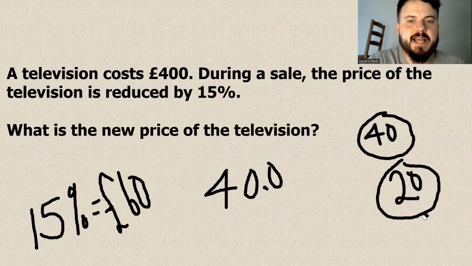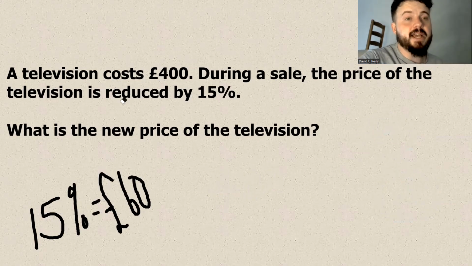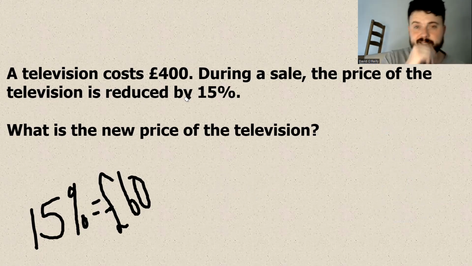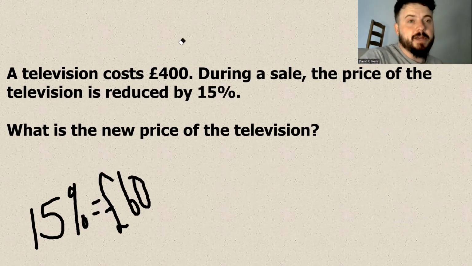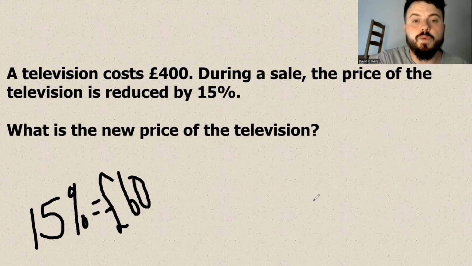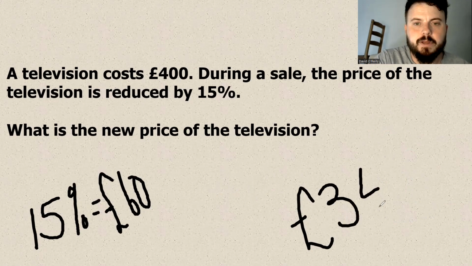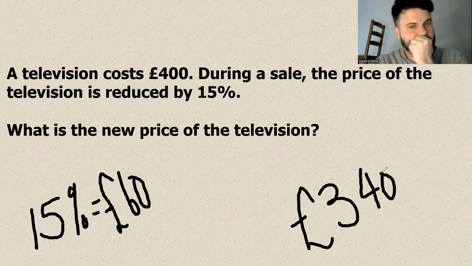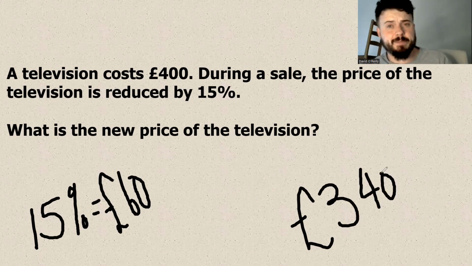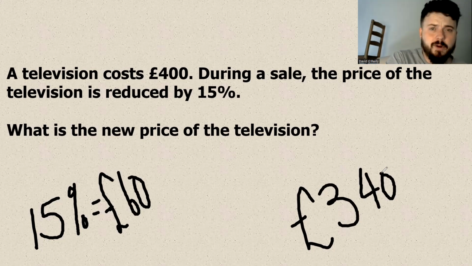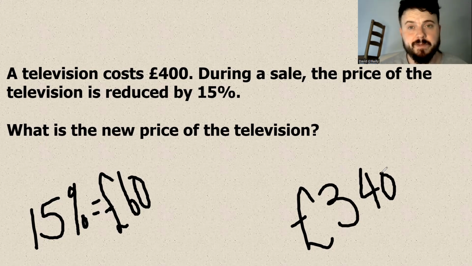Now let's go back to the question. Now that we've found 15%, which we know is £60, the television is reduced by £60, which means the answer is 400 subtract 60, which is 340. And that's the answer. The answer is £340. If you put £60, you're doing the working out quite well, but you're missing the most important part of the question, which is the language. It's reduced by 15%. We've got another one to do.